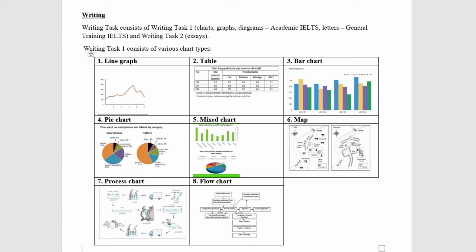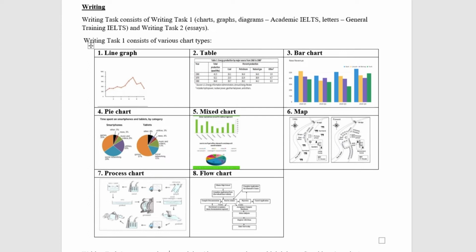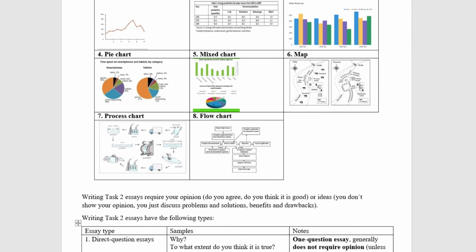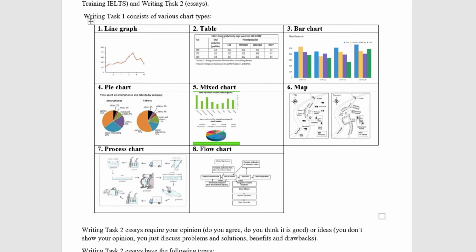These are the most common types of exam writing. So, these are the task 1 types, and you won't see any other type on your exam. Task 1 is less important than task 2. Task 1 requires that you write just 150 words, and task 2 requires that you write just 250 words.